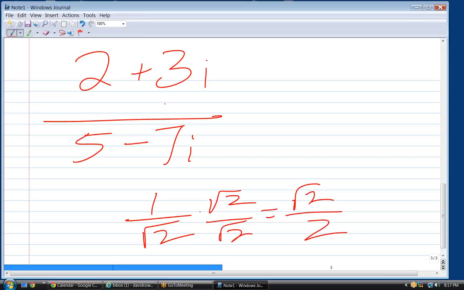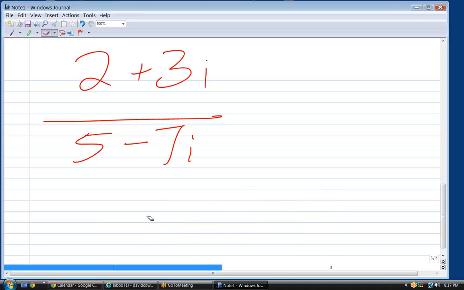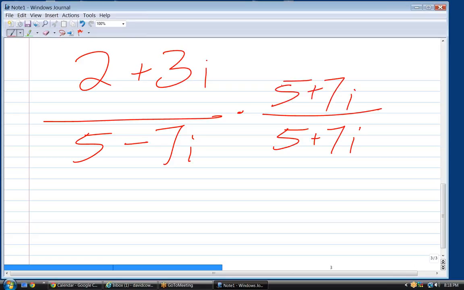So we end up doing the same process as that, right? Similar process, except instead of multiplying by the square root, we're going to multiply by the conjugate of the denominator, top and bottom. So we're going to end up multiplying by 5 plus 7i. The reason I can do that is because that divided by that is the number 1, and you can multiply any fraction by the number 1 without changing its value. So that's what allows me to do that.